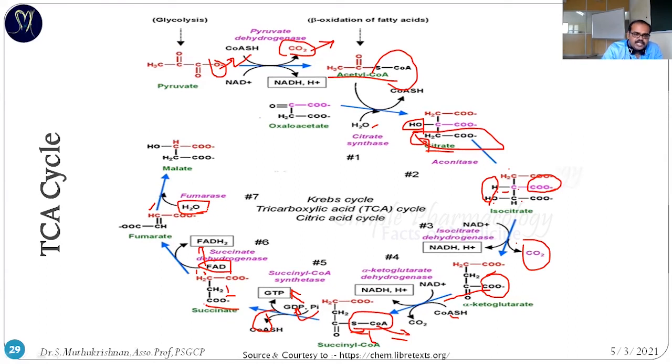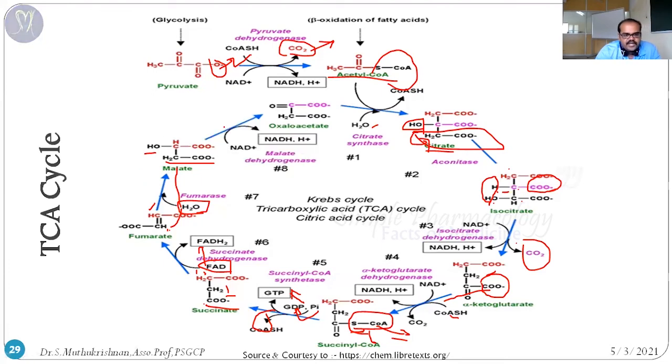One hydrogen from H2O is going to attach in this position, so it's converted into CH2COO. Then the OH group from H2O attaches on the first position, so it's converted into malate. Next, finally the malate is converted into oxaloacetate with the help of malate dehydrogenase enzyme.